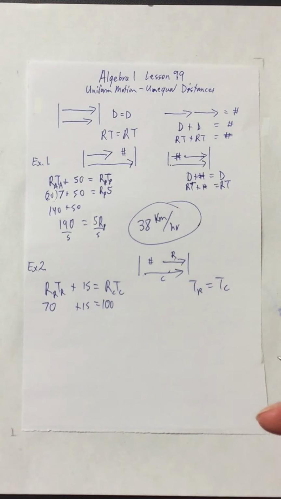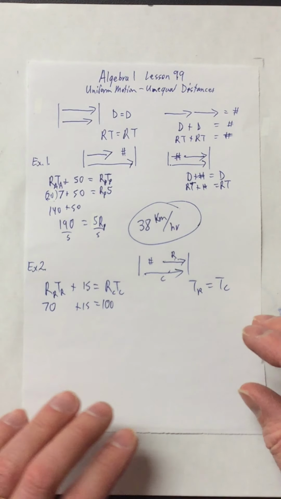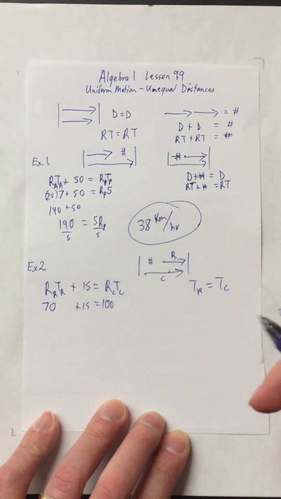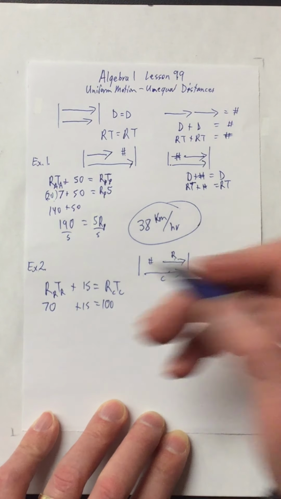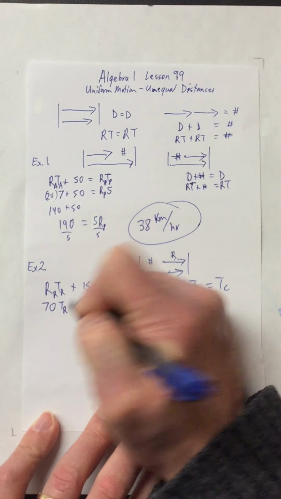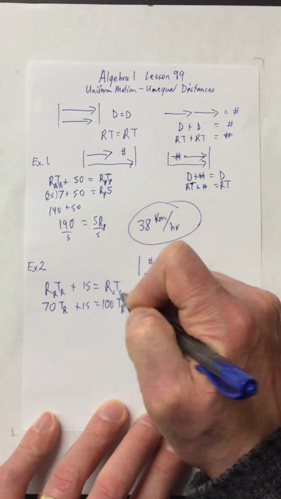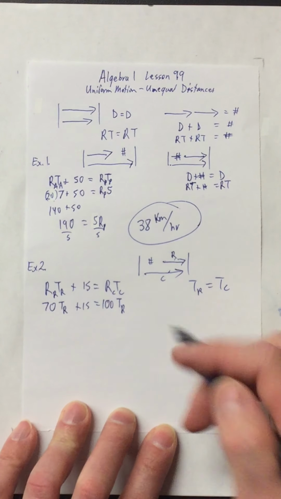Though they don't actually stay that, you've got to kind of figure that out in the way they're setting up the scenario. So we can substitute anyone for anyone. So I'm going to keep the TR and substitute the TR for the TC there.